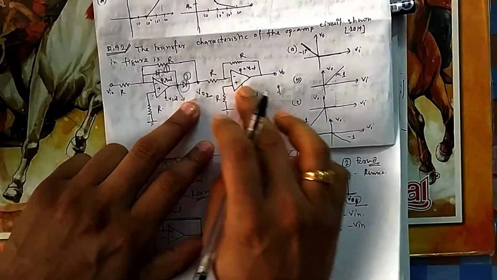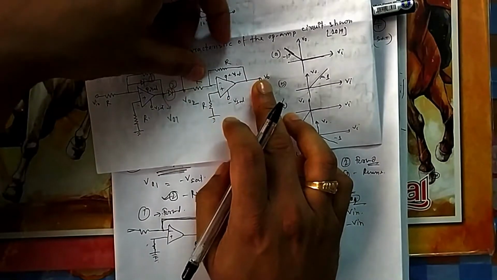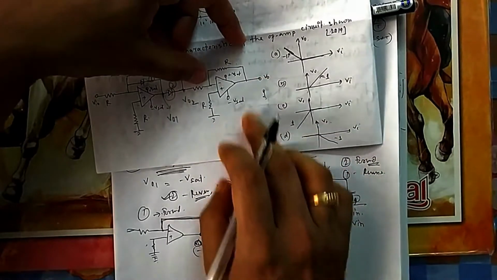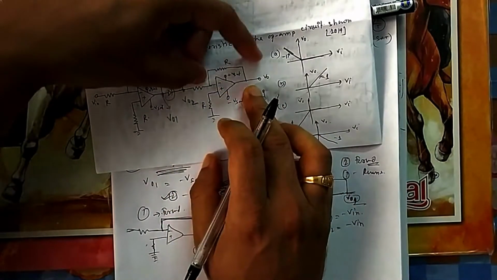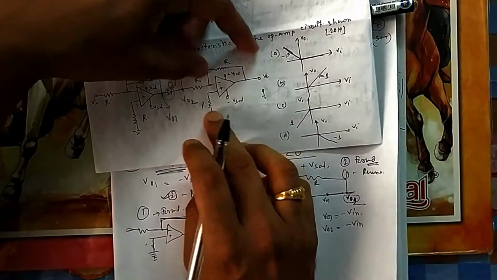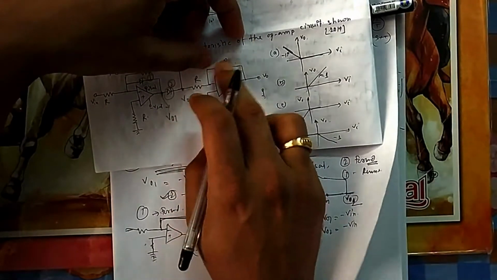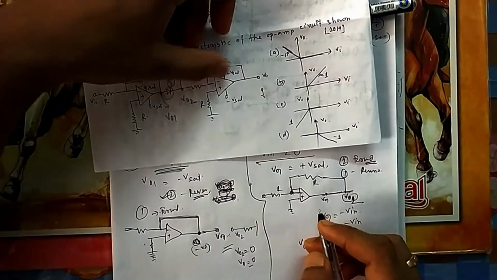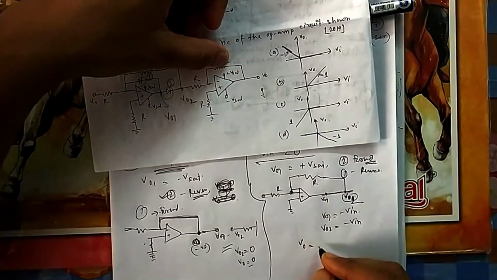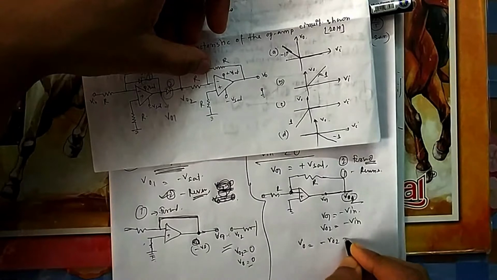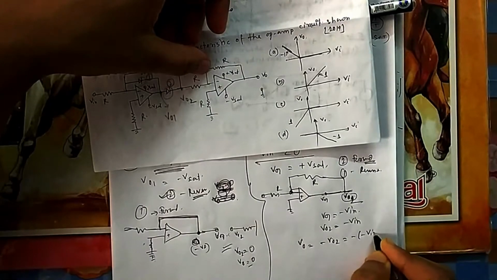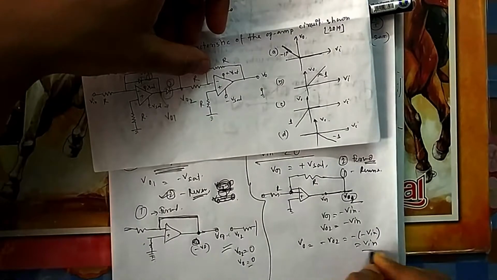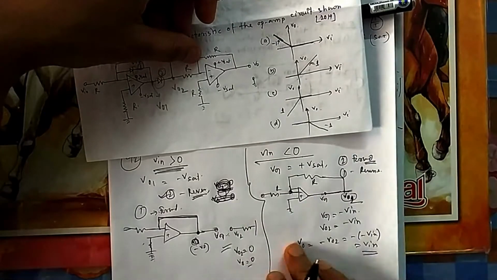So once you know V02, now what will be your V output here? Again you can take nodal here, it is 0, it is 0. So it will be minus R, negative of this one, this minus V0 by R, this minus V0 by R. So V0 will be minus V02, so minus V in. So if V in is negative, then V0 is equal to V in.